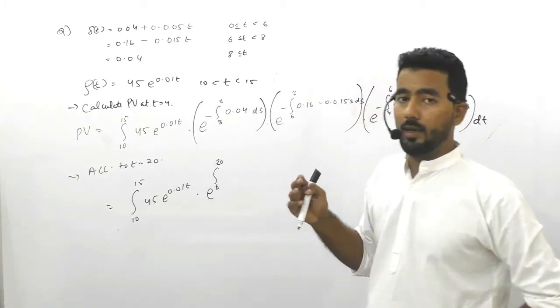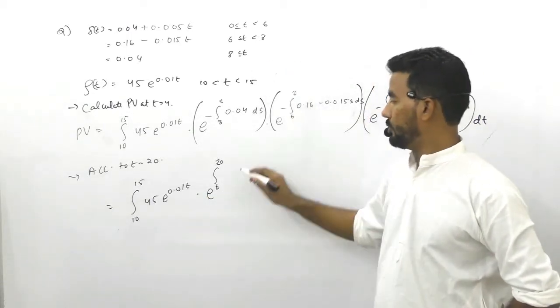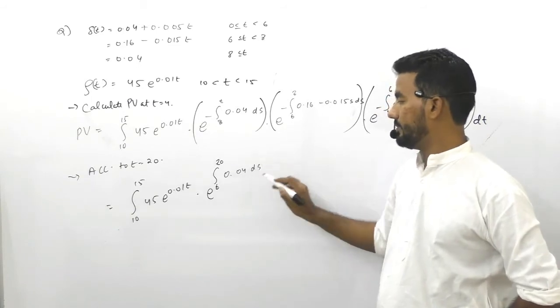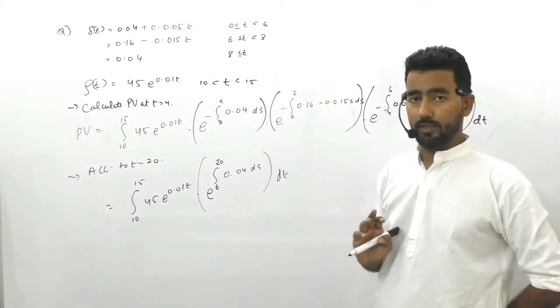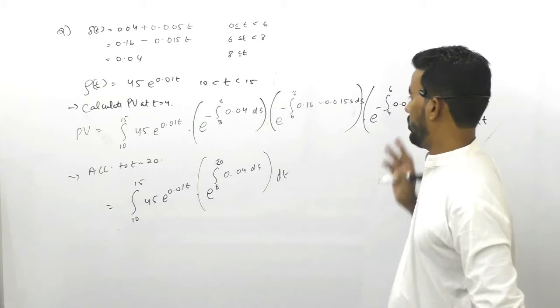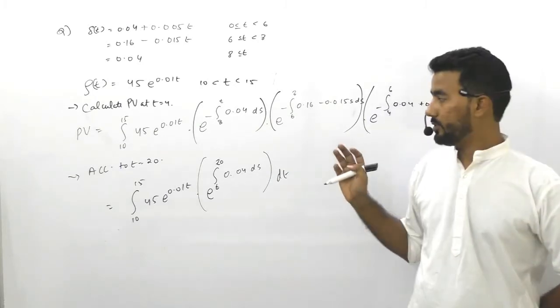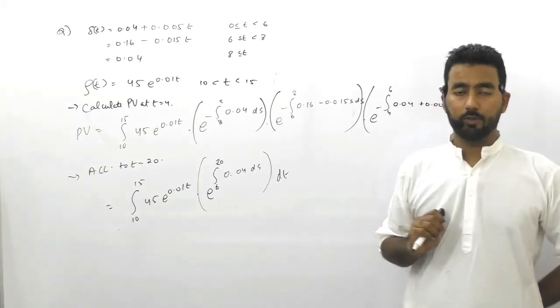There is nothing before time 10 that is applicable in this equation. So we'll use the only force of interest that is applicable after time 10, which is 0.04 ds. And anything before that is not useful in this case. So this is how we would accumulate, and this is how we would discount them to time 4. So these are the equations. I hope you have understood the method that I am following to frame these equations, and you'll be able to solve this question yourself.